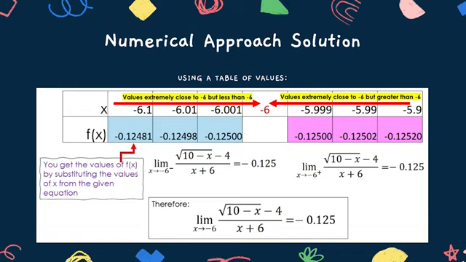That's your left limit. And then for your right limit, the limit of square root of 10 minus x minus 4 all over x plus 6, as x approaches negative 6 from the right, is negative 0.125 as well. And since your left and right limits are equal, therefore, the limit of square root of 10 minus x minus 4 all over x plus 6 as x approaches negative 6 is negative 0.125.